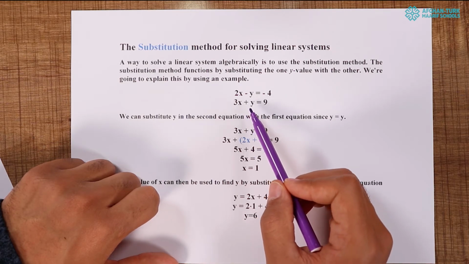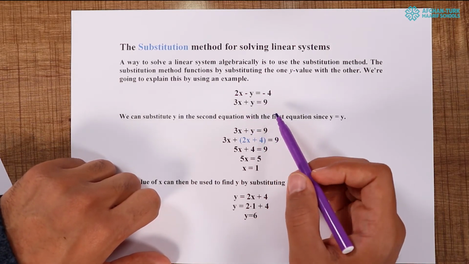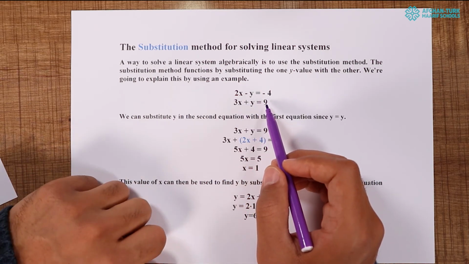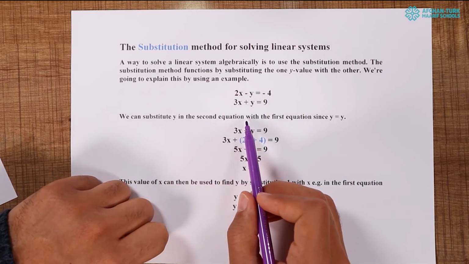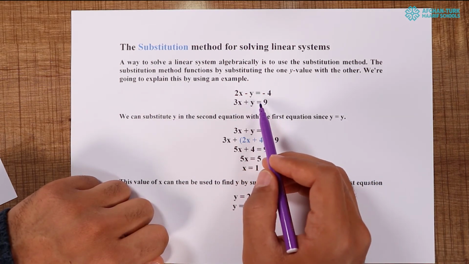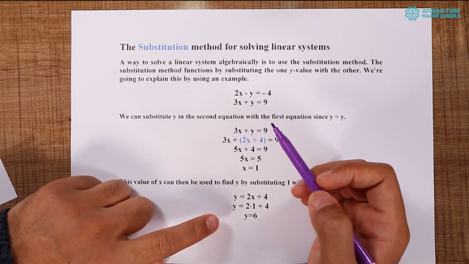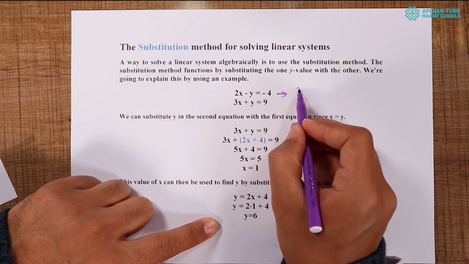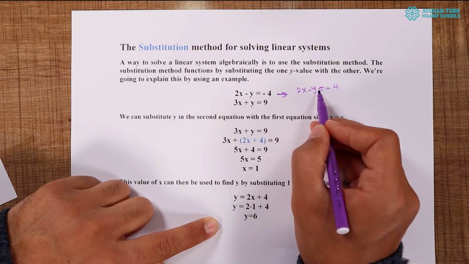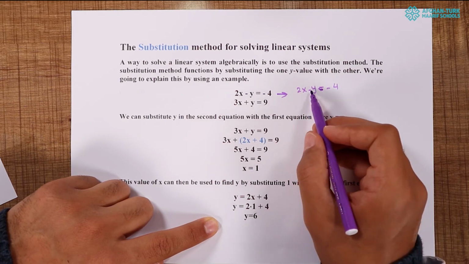Also, in the substitution method, we are going to find the value of y and substitute it in the other equation. We can substitute y in the second equation with the first equation since y is equal to y. Because they are equal, their y's are also equal. Look, 2x minus y is equal to minus 4. We need y. How can we find y?